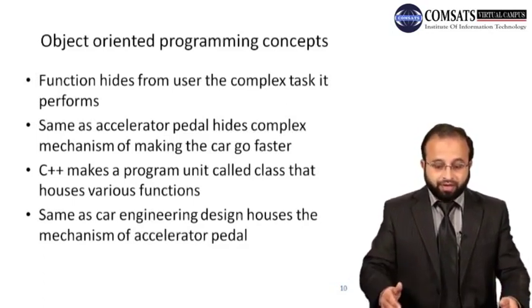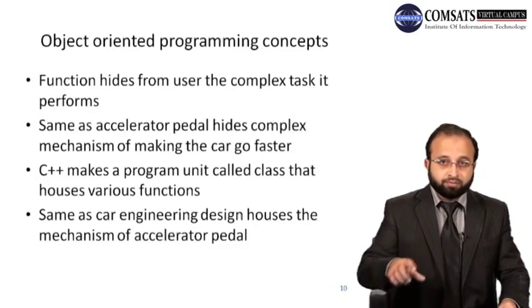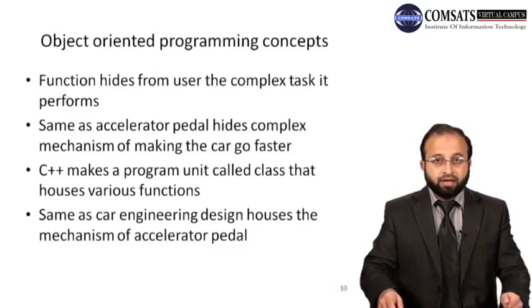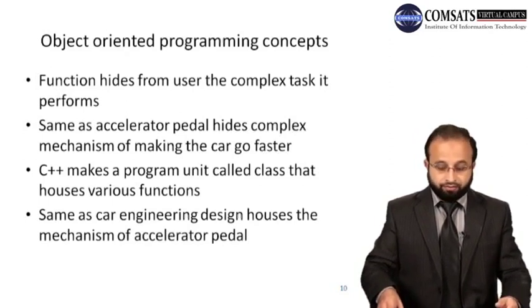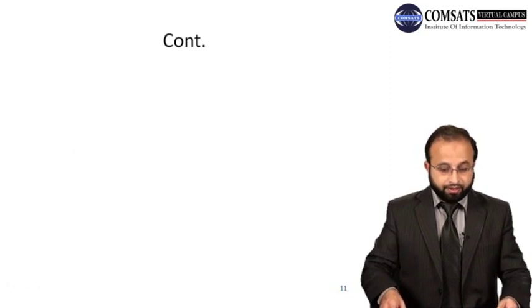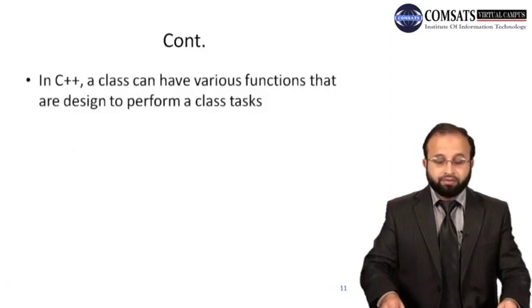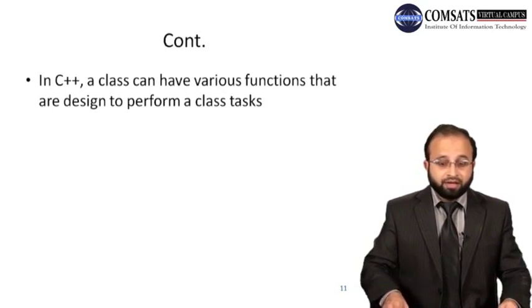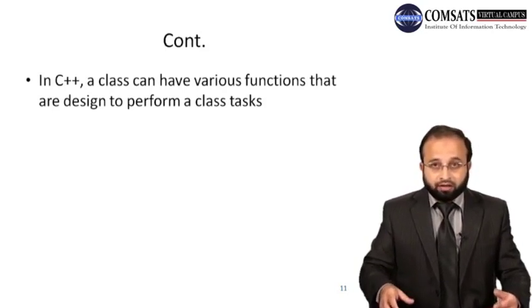So C++ makes a program unit called a class. There's a class inside a C++ program that houses various functions. This means that we can have one or more functions within a class that show the capabilities of that class, right? We will see the details of these things in the next few slides. So in C++, a class can have various functions that are designed to perform a class task. The functions exhibit the tasks a class should perform.